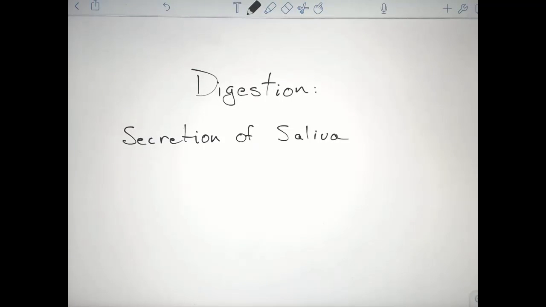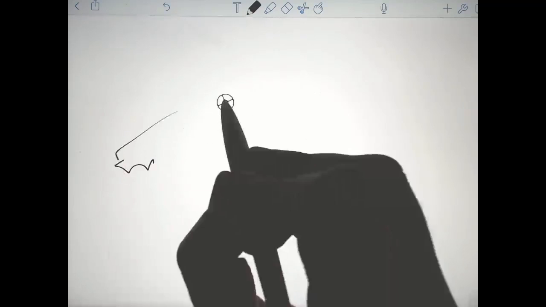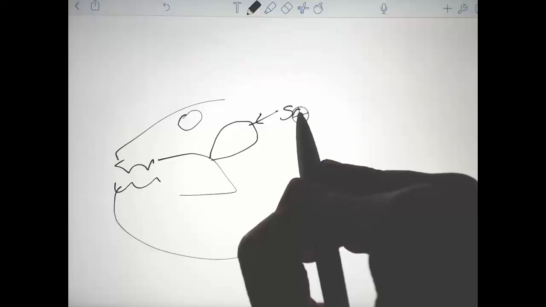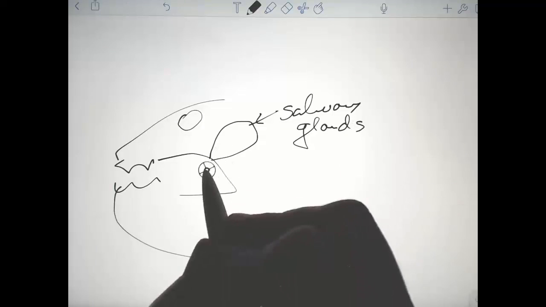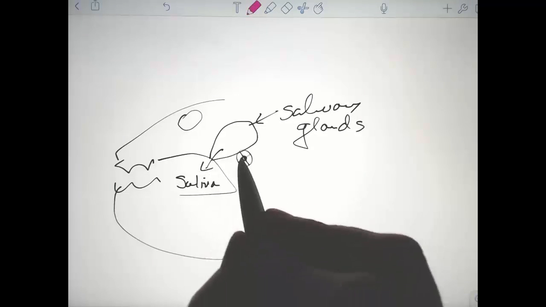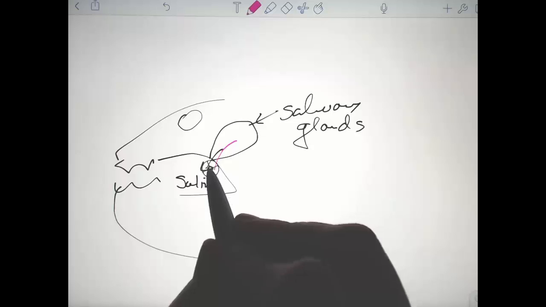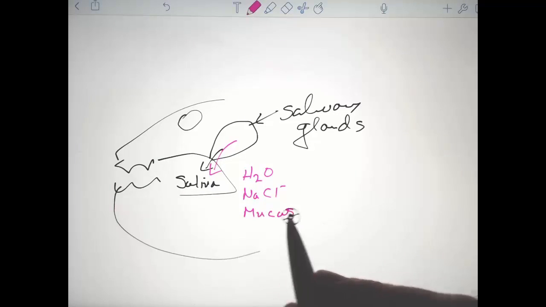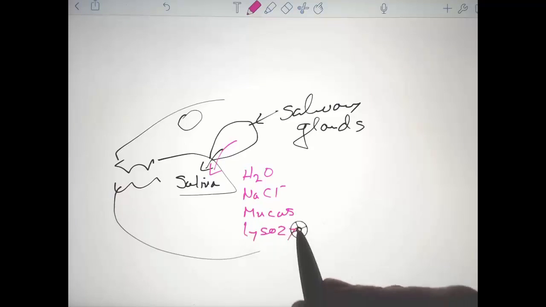In this series of videos on digestion, I'm going to start by talking about the secretion of saliva. So here's the mouth of an animal, salivary glands that secrete saliva. Those components include water, sodium chloride, mucus, and lysozyme.